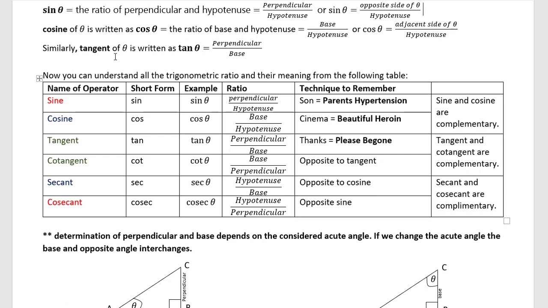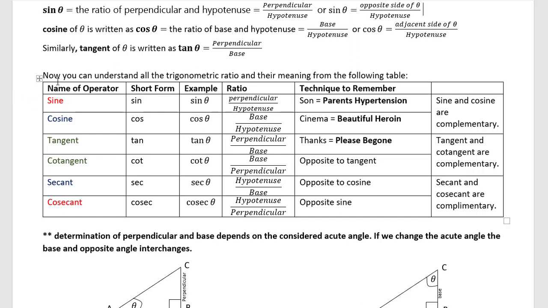And similarly, tan theta. The full form of tan is tangent, and tangent of theta means perpendicular by base, which is written as tan theta. Tan theta equals perpendicular by base. You can write it in full form: perpendicular means the opposite side of theta divided by the adjacent side of theta, opposite by adjacent.